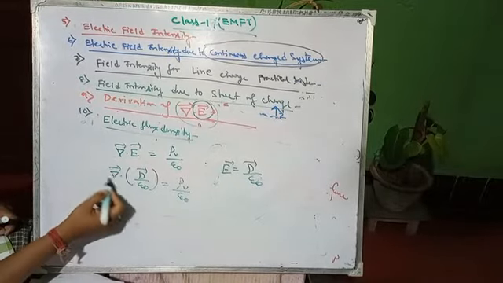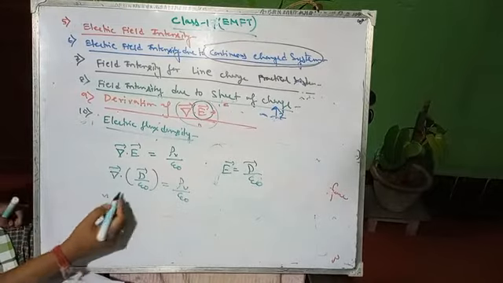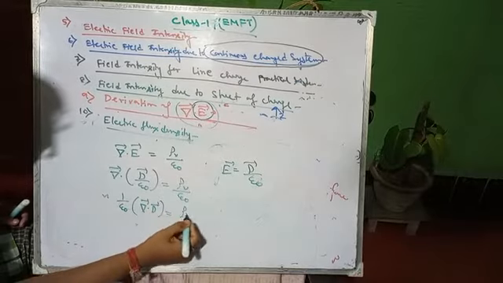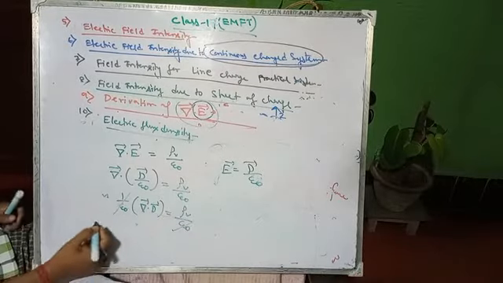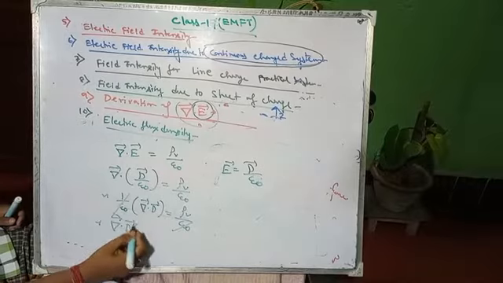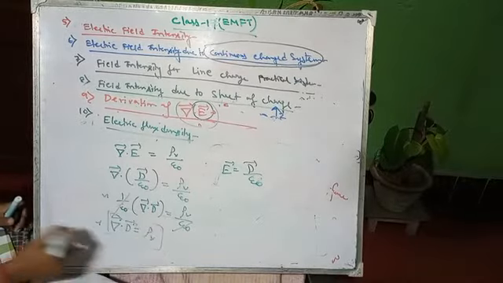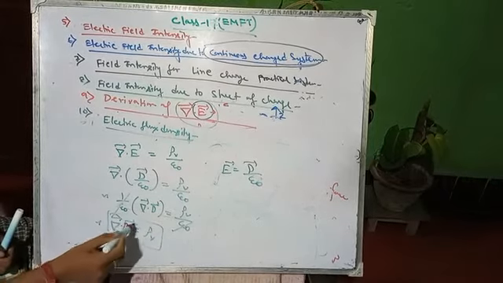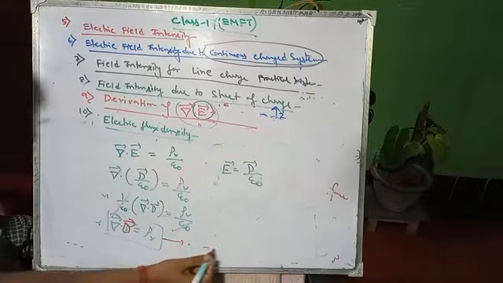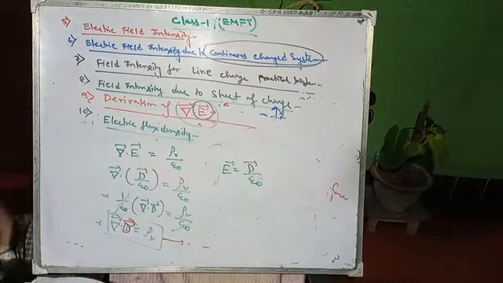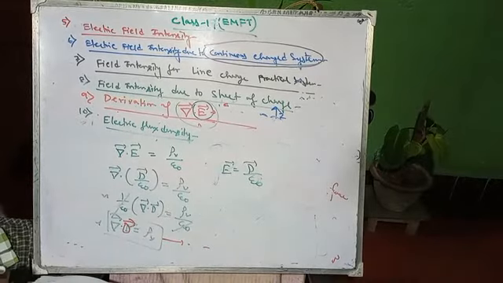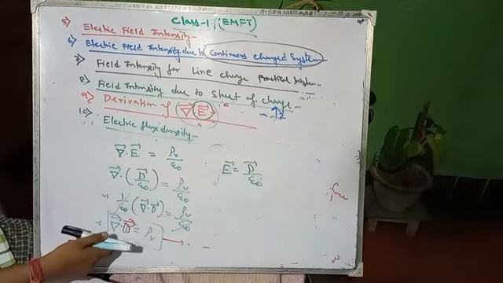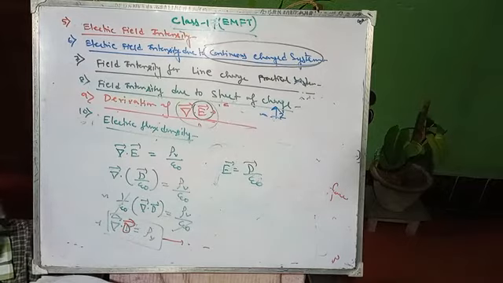This epsilon naught is a constant, so it does not take part in the divergence by the nabla operator. So taking 1 by epsilon naught outside, divergence of D equals rho v by epsilon naught. Epsilon naught cancels out on both sides, so divergence of D equals rho v. This is another form of Maxwell's first equation, with respect to flux density D. This equation represents Maxwell's first equation, or the point form of Gauss's theorem, with respect to flux density.